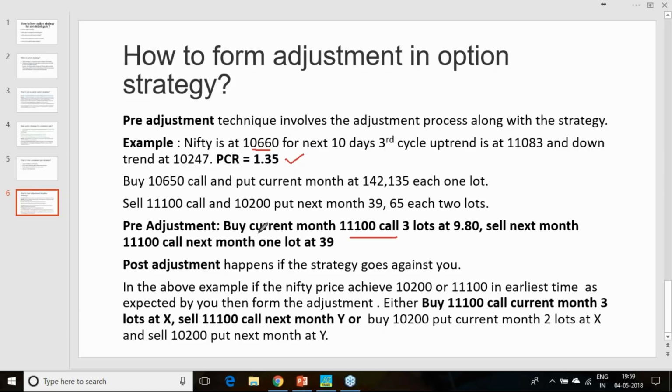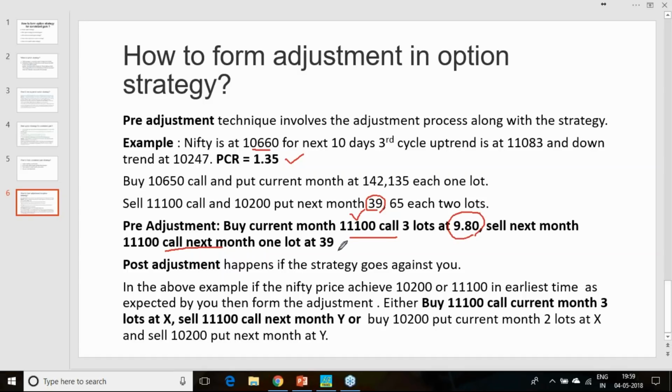So I am doing a pre-adjustment. What I am doing here, I am selling the 11,100 call option. I have already sold 2 lots. One more lot I am selling for the next month, at the same strike 11,100 call option. And 3 lots I am buying for the current month, which is deep out of the money. I am just buying at 10 rupees.